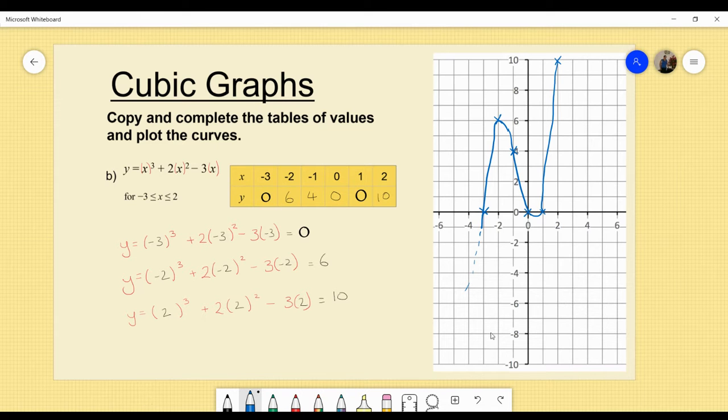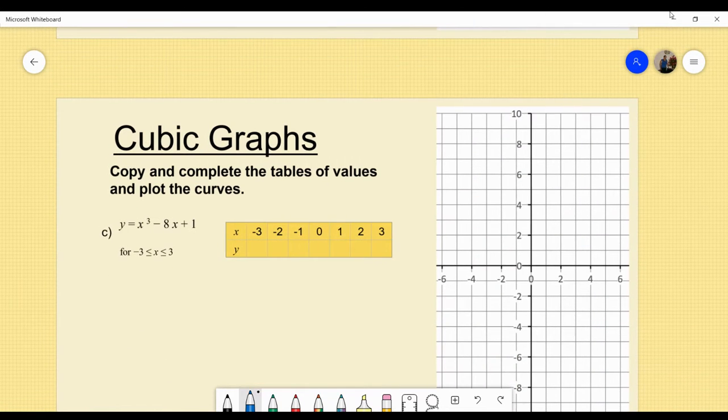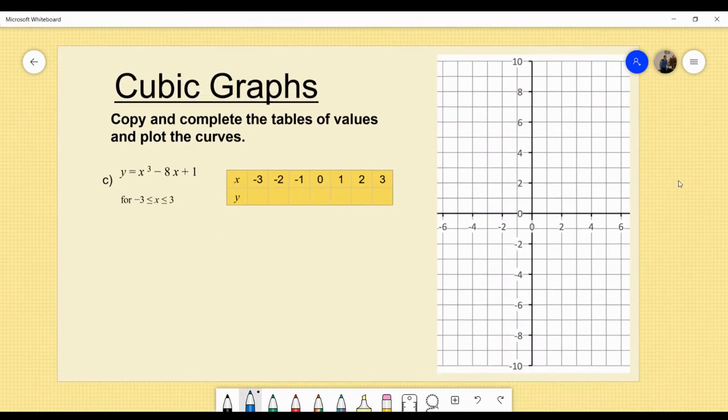And I'm just going to show you one more just so that you're really confident with one remaining question. So on this one, again, I'm going to pop brackets in around where the x's were, and I will then be doing y equals bracket cubed minus 8 bracket plus 1. I'm going to do that a couple of times because you should be getting a little bit more confident with it now. And then we just need to substitute in the values in the table.